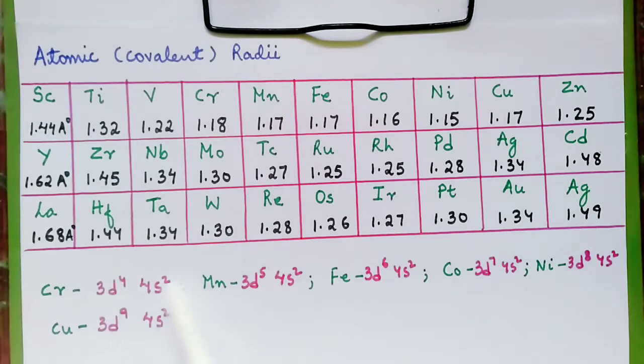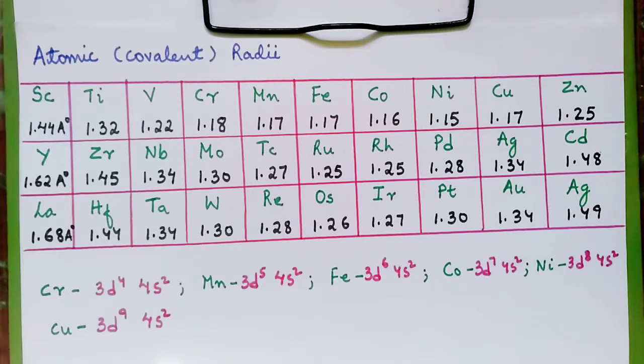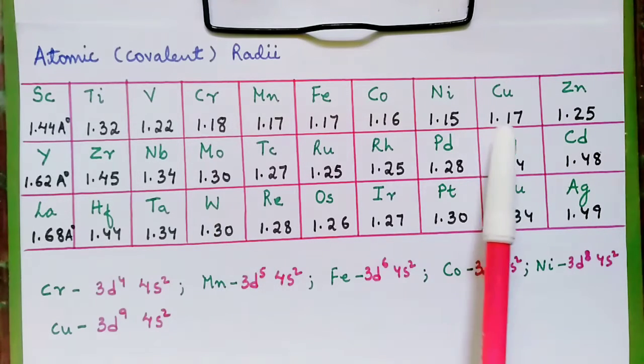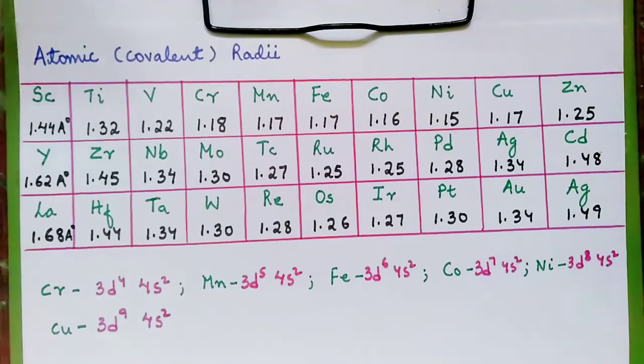Here I'm writing only the valence shell electronic configuration for chromium up to copper. The atomic number of chromium is 24, so the valence shell electronic configuration is 3d4 4s2, and then here 3d5 4s2, and so on. So look here, the atomic number from chromium to copper increases, right? So the nuclear charge increases. Because of that increase in nuclear charge, it pulls the 4s2 electron towards the nucleus.